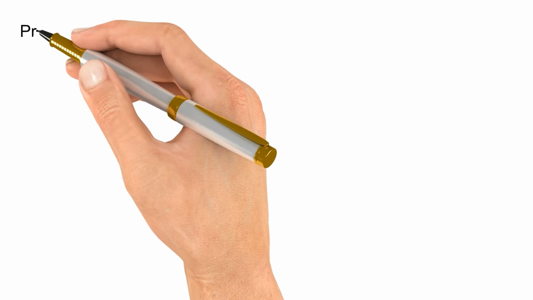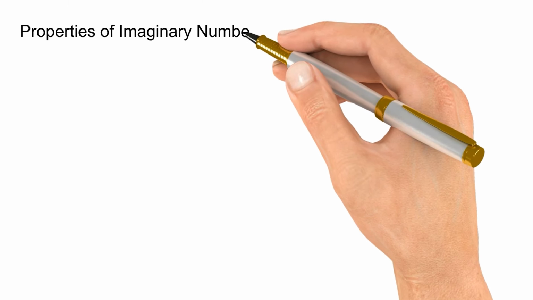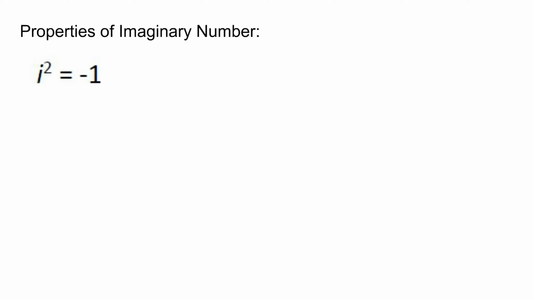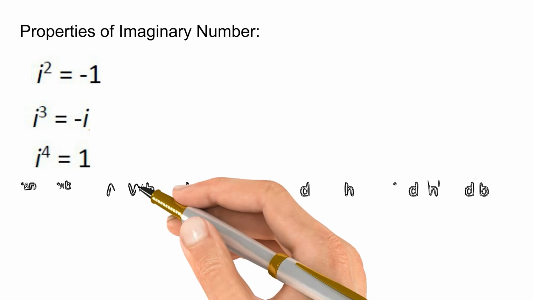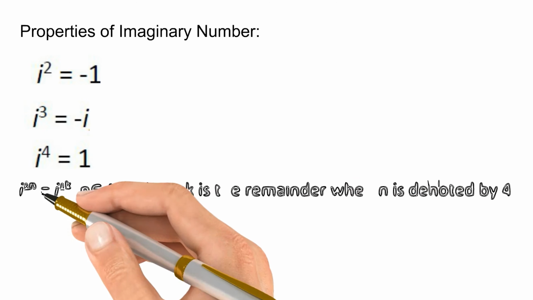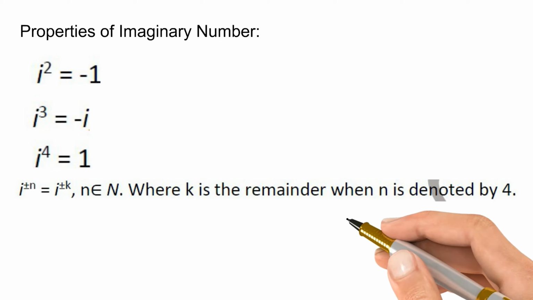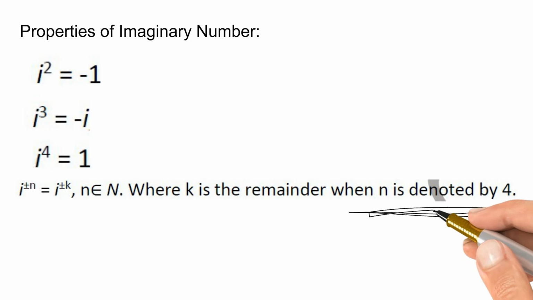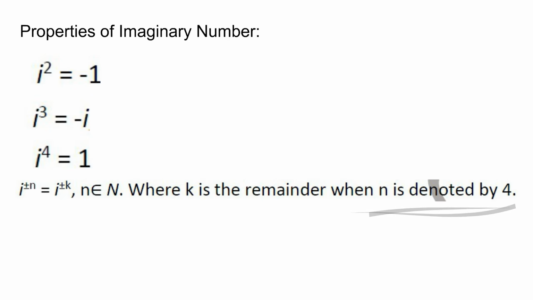This imaginary number has some properties: i squared equals -1, i cubed equals -i, i to the power 4 equals 1, and i to the power plus minus n equals i to the power plus minus k, where n belongs to natural numbers and k is the remainder when n is divided by 4.